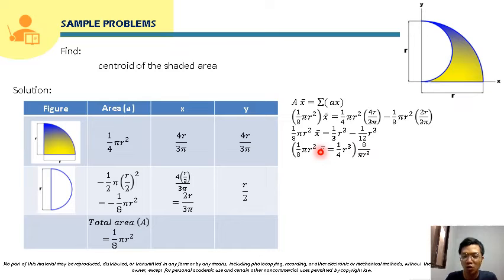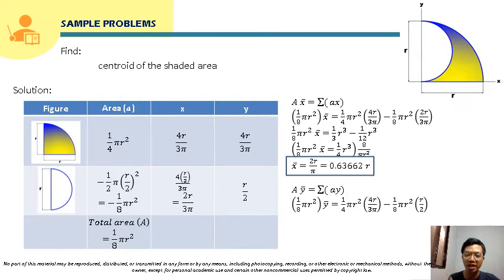Now to solve for x bar, we divide both sides by 1/8 pi r squared, so we multiply both sides by 8 over pi r squared. This will be canceled, and x bar will be 2r over pi, which is equivalent to 0.63662r. So this will now be the answer for x bar: 0.63662r.